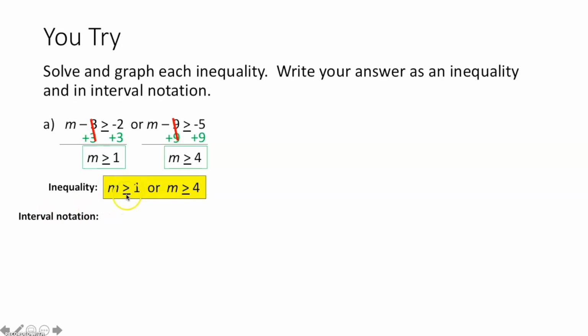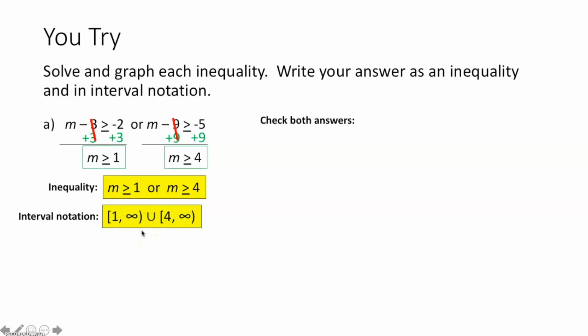So m is greater than or equal to 1. That means I want 1, 2, 3, 4, all the way to infinity. So I'm going to start with 1, put a bracket because there's an equal sign, and then comma, positive infinity. Then I'm going to put a U for my union symbol, for my or, and then m is greater than or equal to 4. So I want 4, 5, 6, all the way to infinity. So I start with 4, a bracket because there's an equal sign, and then comma, infinity, parenthesis. Now this should look kind of weird, like the other one did, because I have 2 positive infinities.